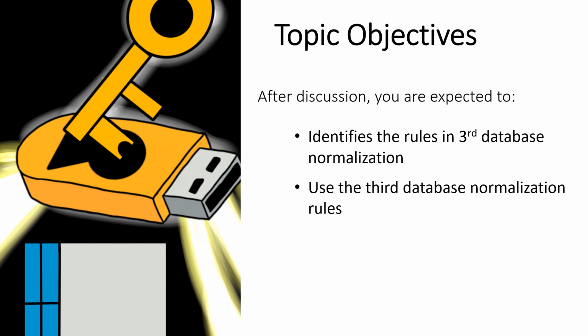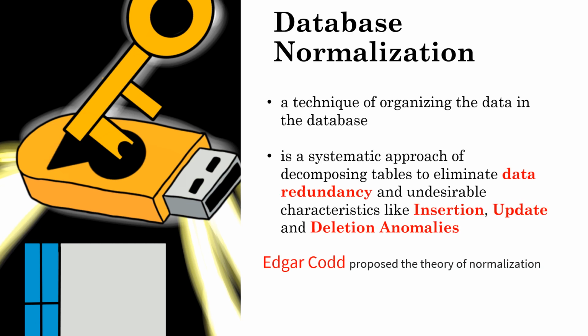The topic objectives for this week: you are expected to identify the rules in the third database normalization and use the third database normalization rules. For review, we identified last week that database normalization is a technique of organizing the data in the database. We also identified that database normalization is a very important approach for decomposing the data redundancy, including the insertion, the update, and the deletion anomalies.